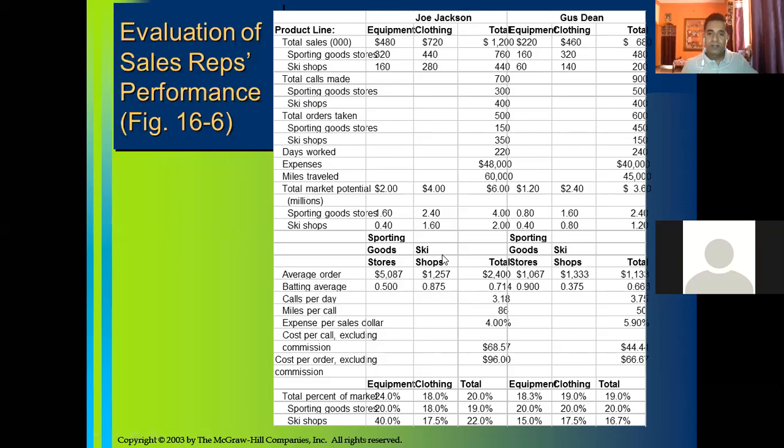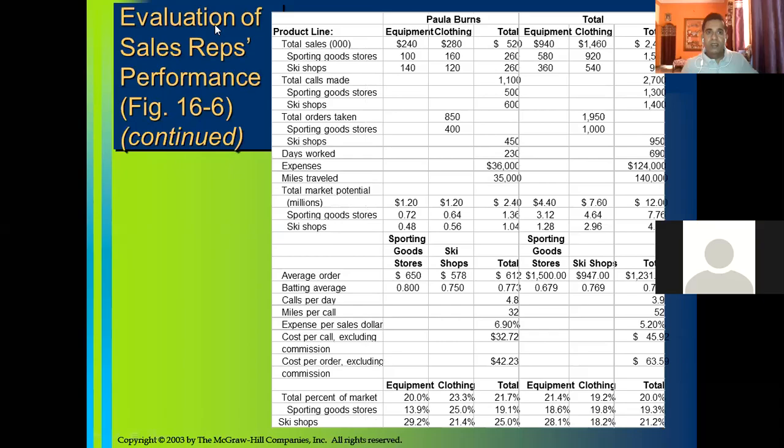This way, equipment and clothing, total percent of market, is 24% for equipment and 18% for clothing. So the overall market potential is 20%. Now, if we consider the basis of evaluation and the results for the performance of the sales representatives Joe, Gus, and Paula.